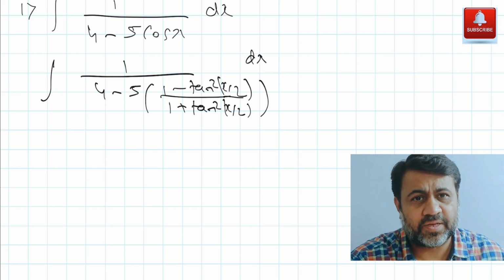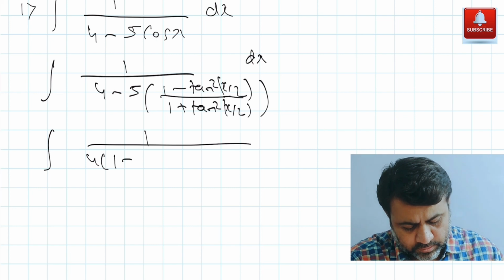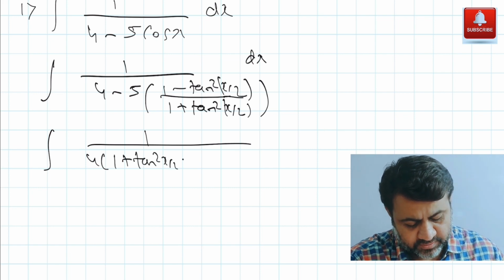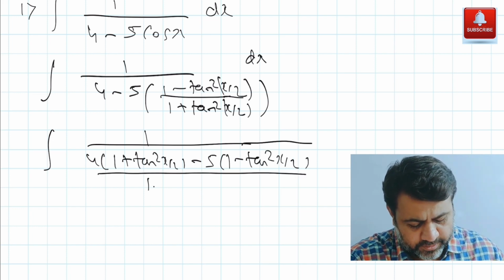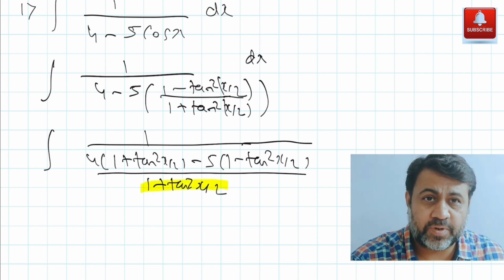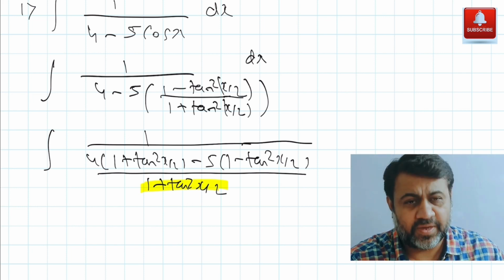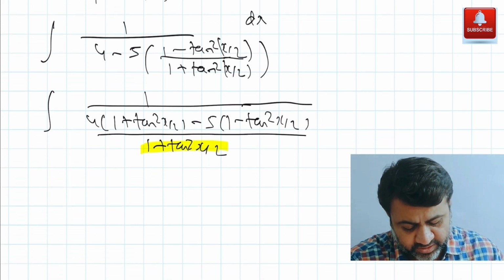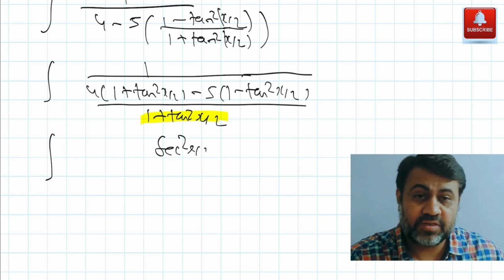Next step, cross multiply, simplify. So we get 4 times 1 plus tan square x by 2 minus 5 times, inside the bracket I am keeping as it is at present, 1 minus tan square x by 2, everything divided by 1 plus tan square x by 2. So next step what I'll do here is, this 1 plus tan square x by 2 I'll take in the numerator, but I'll write its value. What is 1 plus tan square x by 2? Sec square x by 2, right? Basic trigonometry, 1 plus tan square theta equal to sec square theta. So this goes in the numerator, we get sec square x by 2.